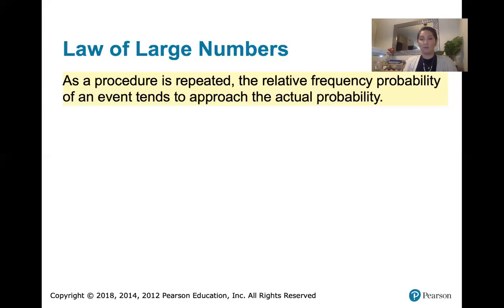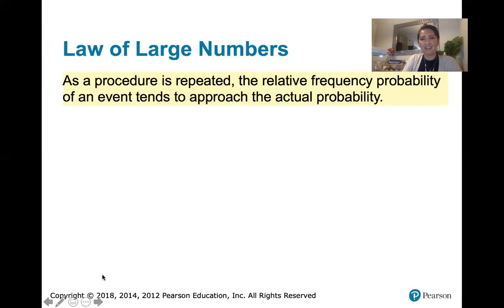But as we flip the coin more and more times, and as we look at the data that summarizes all of those trials at the same time, given by that relative frequency probability, the number of times we got heads out of the number of times we flipped the coin would tend to approach that actual classical probability of 1/2 as we repeat that procedure. This is called the law of large numbers because it says if your sample size is large enough, that relative frequency probability is going to tend to approach the actual probability.